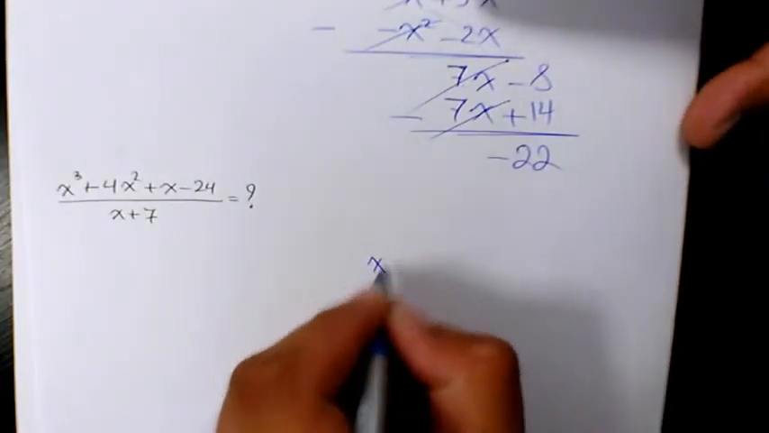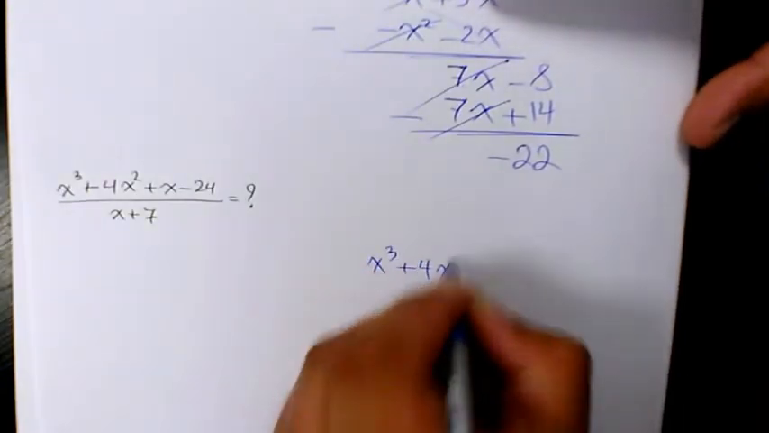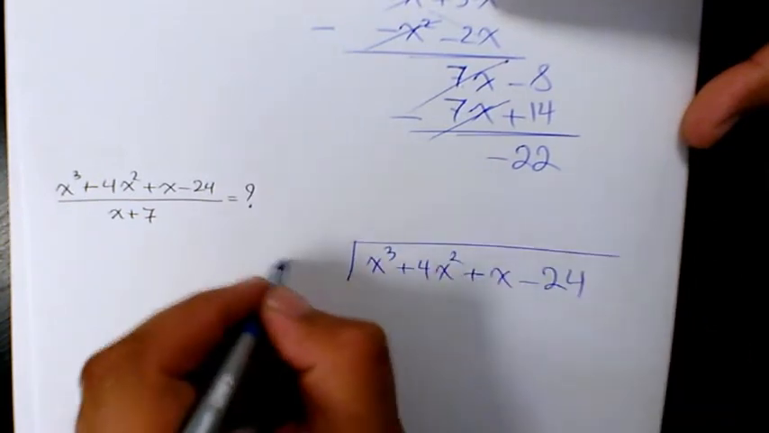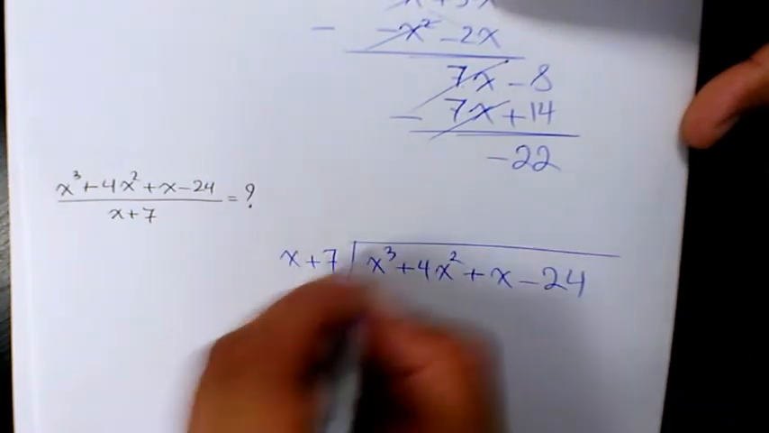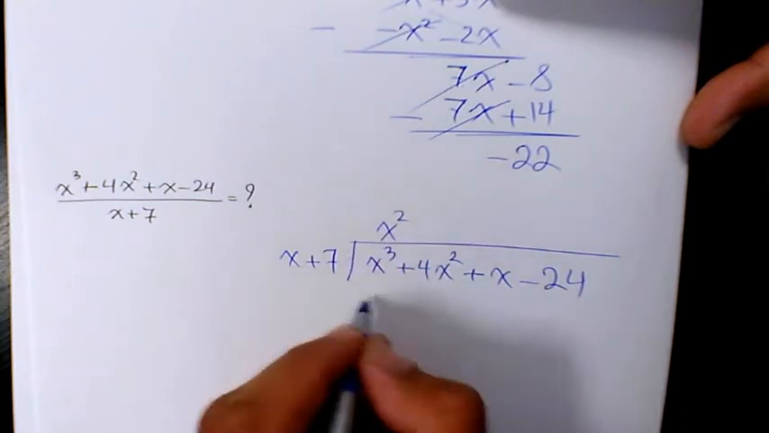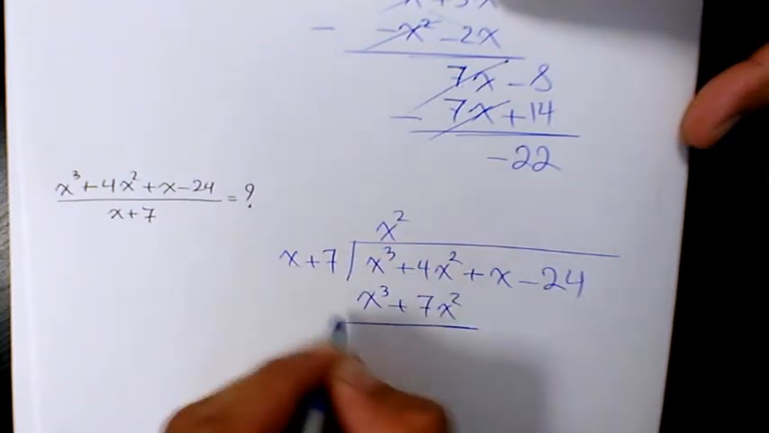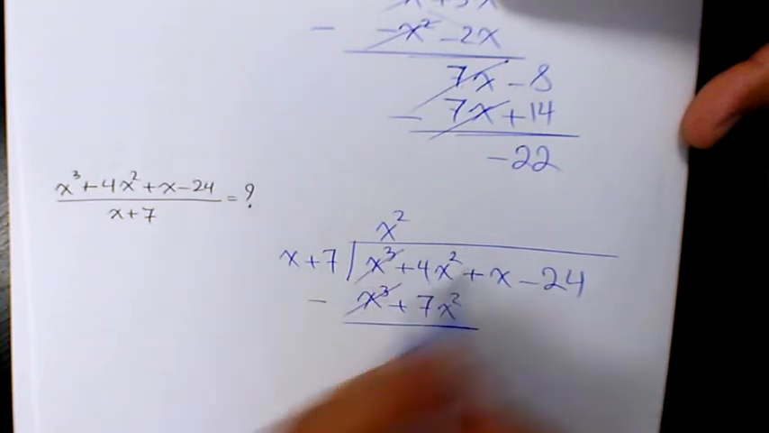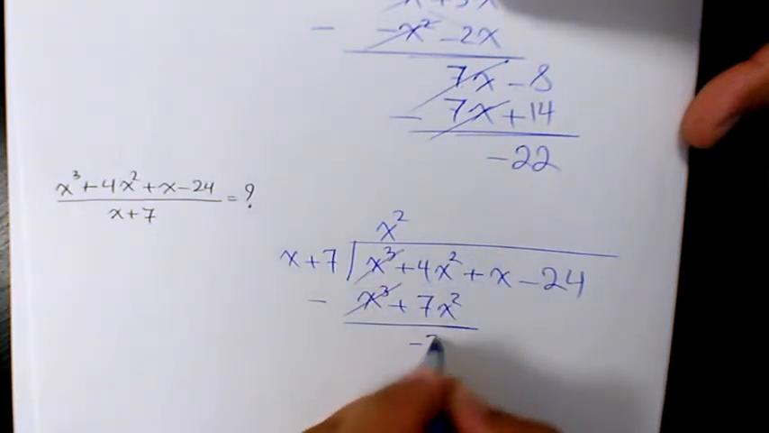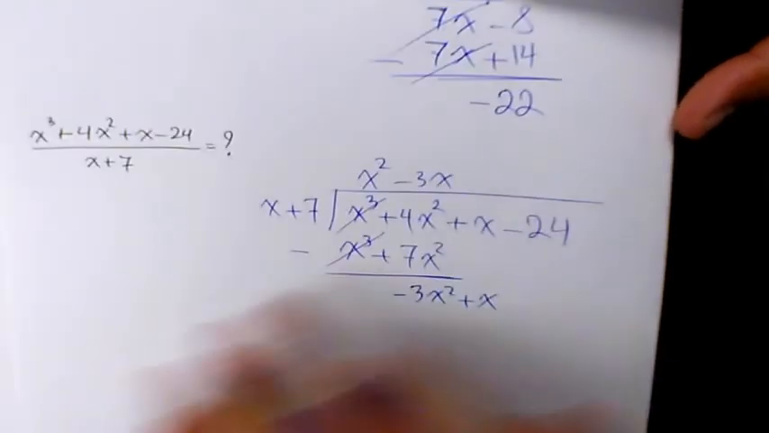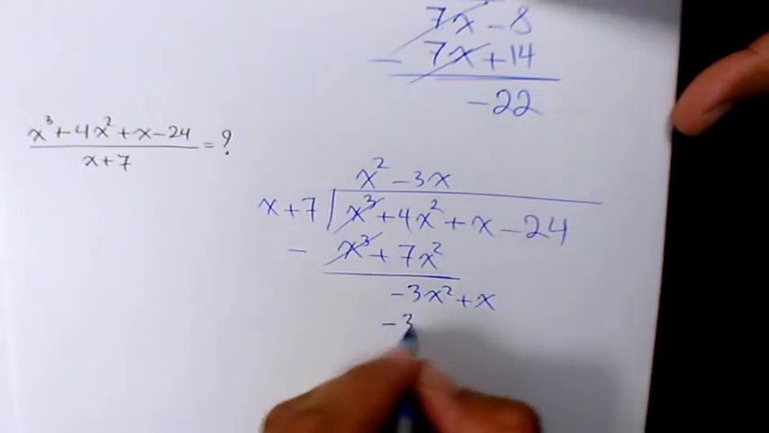Next example, x cubed plus 4x squared plus x minus 24 divided by x plus 7. x cubed divided by x is going to be x squared. x squared times x is x cubed. x squared times 7 is going to be 7x squared. When you subtract it, these two cancel out. 4x squared minus 7x squared is going to be negative 3x squared, plus x. Negative 3x squared divided by x is going to be negative 3x. Negative 3x times x is going to be negative 3x squared.